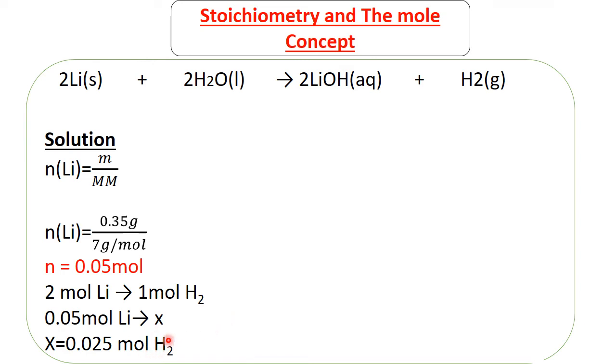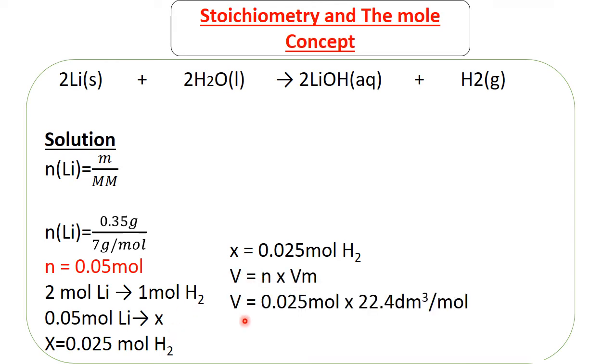Now that we know the number of moles, let's convert to volume. So we know that volume is equal to number of moles times molar volume. So we can just plug in: number of moles is 0.025 moles times molar volume at STP, which is always 22.4 dm cubed per mole, which gives us 0.56 dm cubed as the volume of hydrogen to be produced at STP.